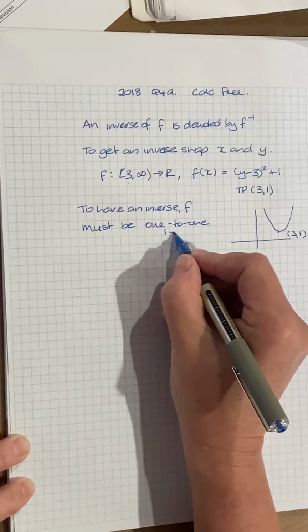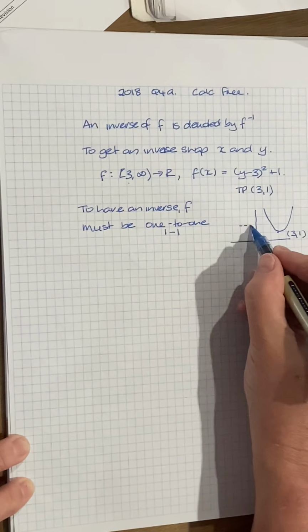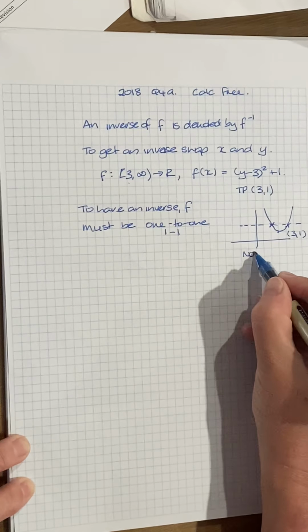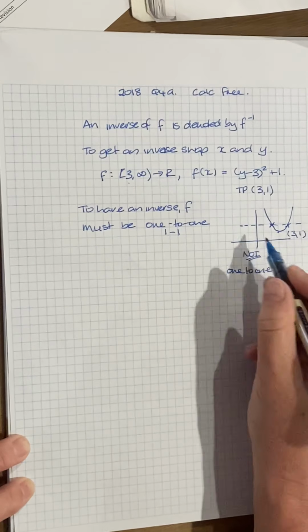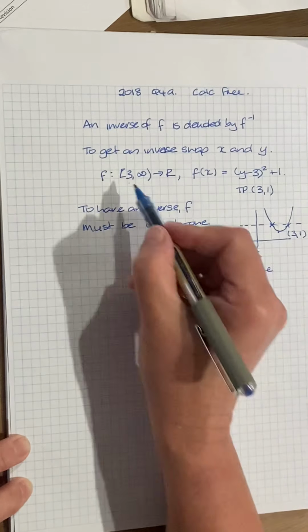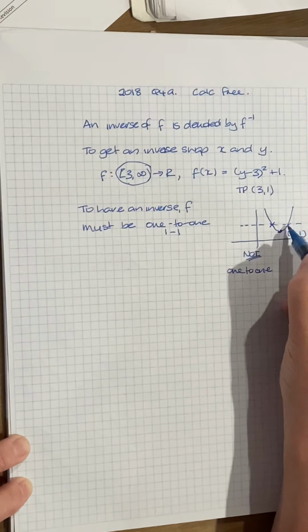So remember we talked about 1 to 1? That looks a bit like a 1 to 1. It also looks a bit like an H. So we do a horizontal line test, and we see here this function is not 1 to 1, because that line goes through twice. So what we need to do is to restrict the domain.